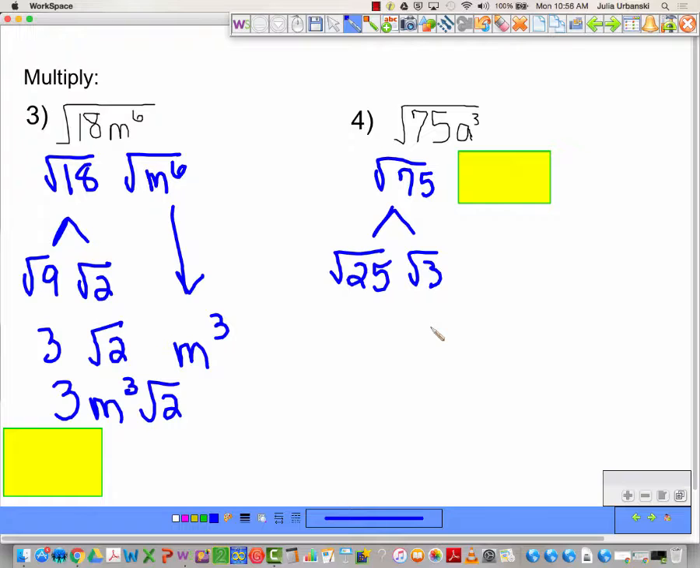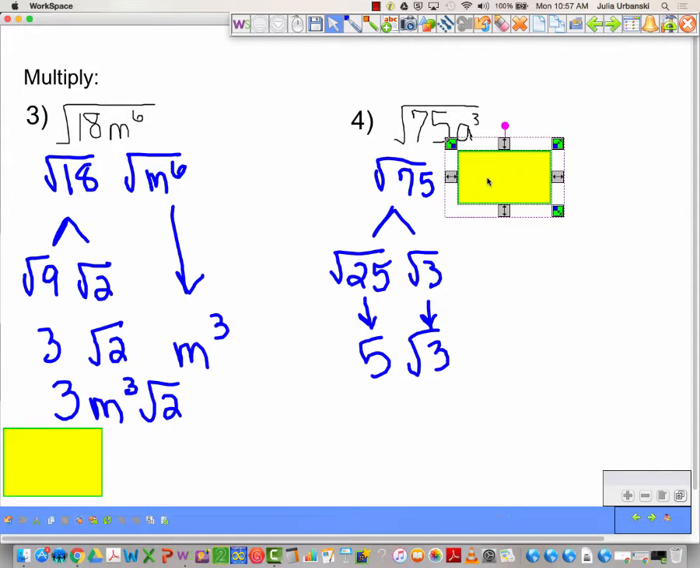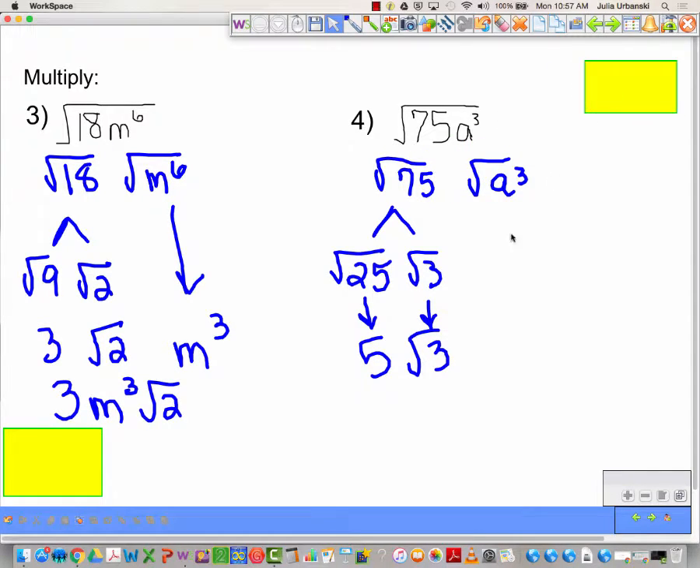Alright, but I can stop. I can take a shortcut here. Square root of 25 is just 5. Square root of 3 is just radical 3. Okay. But now we have to deal with this a to the third. It's different. You can't just divide it in half because it's not going to be a to the 1.5.